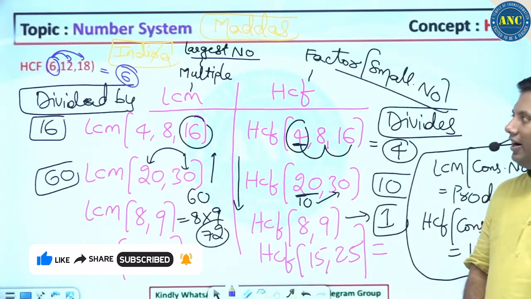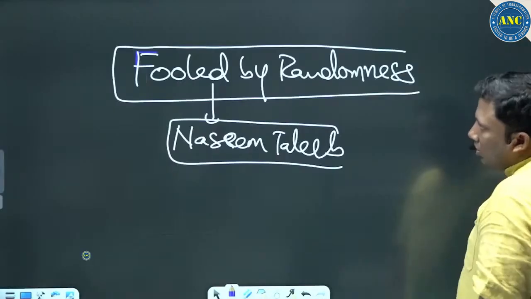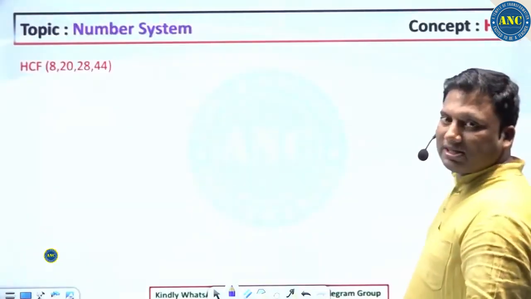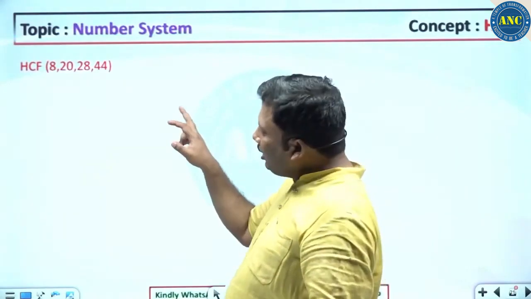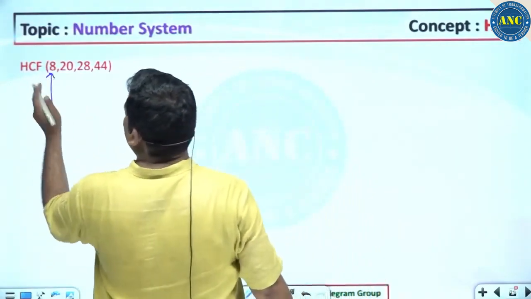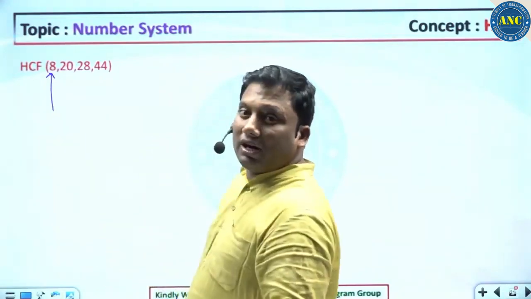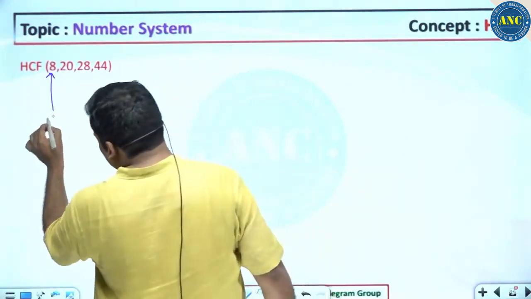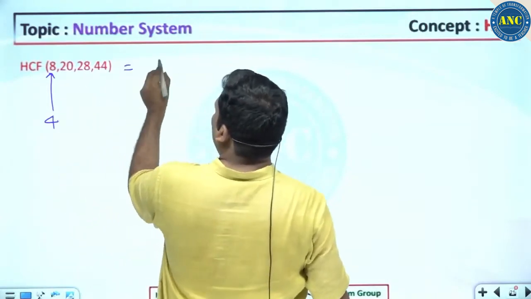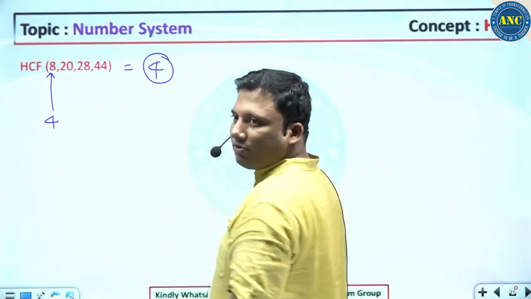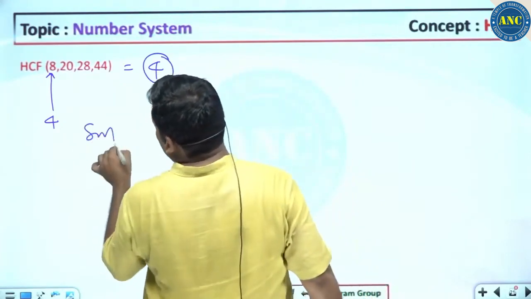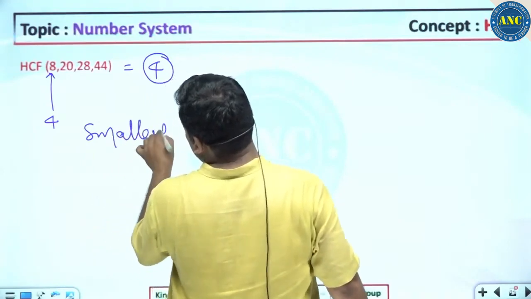The smallest number should divide every other number. Concepts also I am discussing. HCF of 8, 20, 28, 44. The smallest number should divide every other number. 8 will not divide 20. Take the factor 4. 4 5s are 20, 4 7s are 28, 4 11s are 44. Answer is 4. HCF means take the smallest number in the given series.